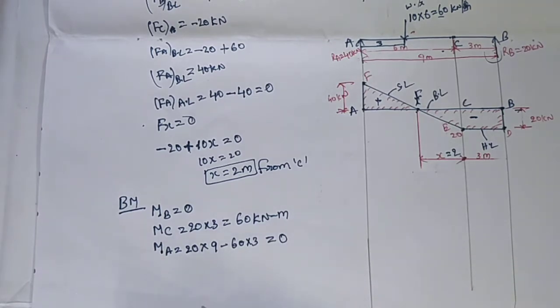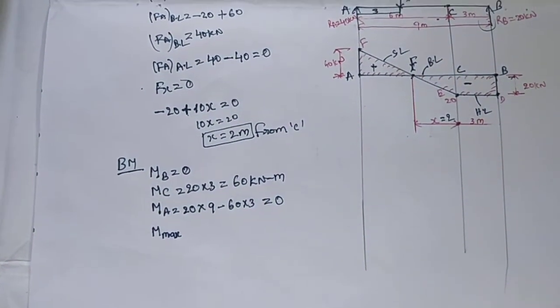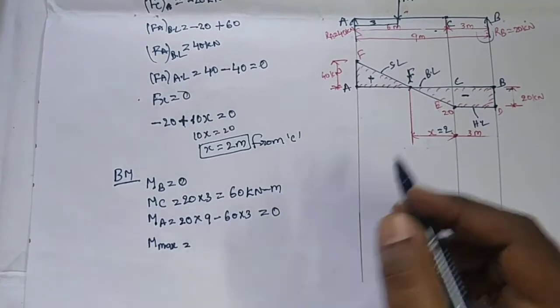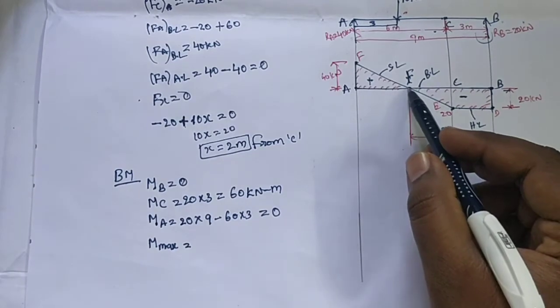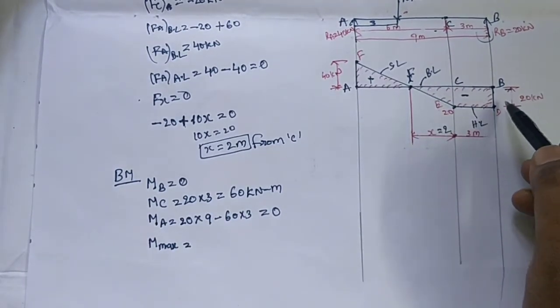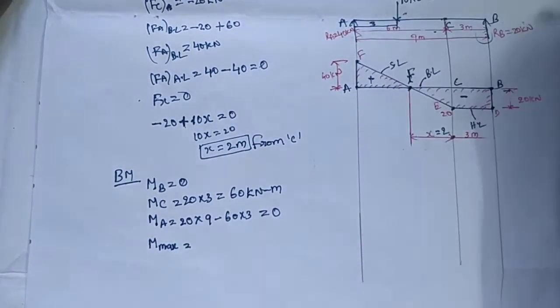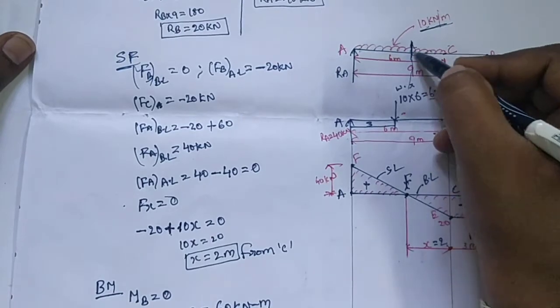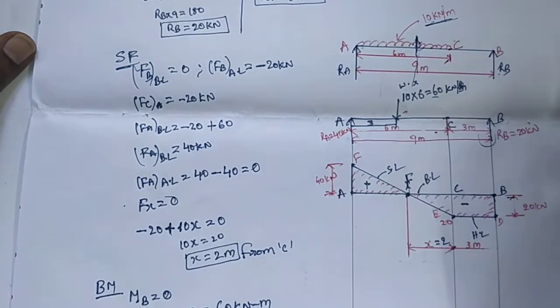Bending moment at point A is 0, so that we need to calculate bending moment at where shear force is 0. At that point bending moment value is maximum. Bending moment value is maximum, so that at that point we need to calculate bending moment at this point. We need to calculate right side having one reaction force. At this point the shear force value is 0.